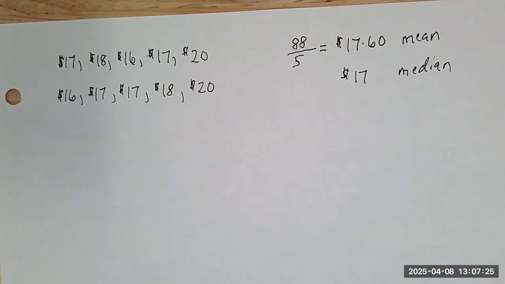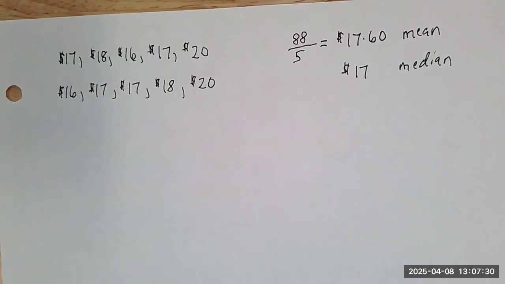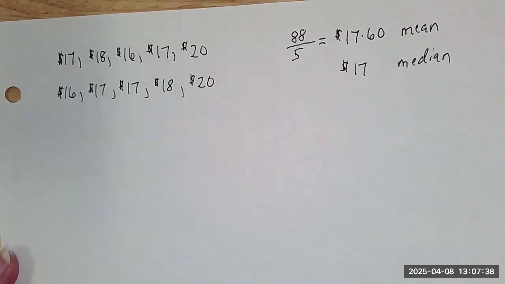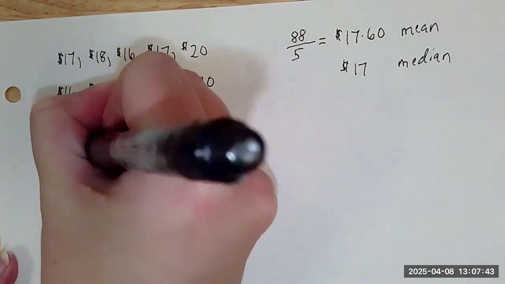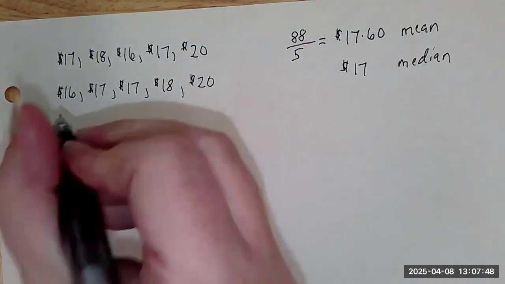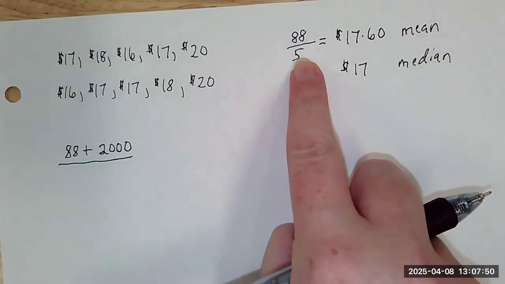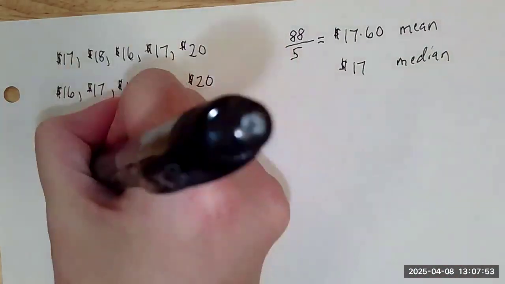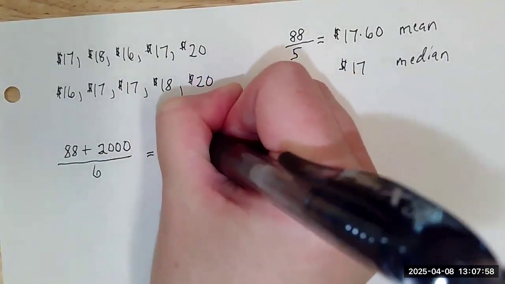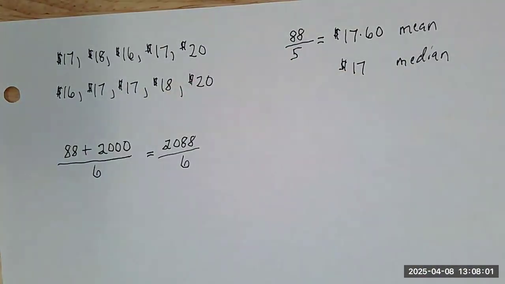Okay, Bill Gates' grandson, though, he's working for his grandpa. And so he's going to make $2,000 an hour. Okay, so we've got these same people plus Bill Gates' grandson. So when we added up the other ones, it was 88. Plus, and then he's making $2,000 an hour. Okay, now we're dividing by the 5 that we already had plus Bill Gates' grandson. He'd be number 6, right? So this is going to be 2,088 divided by 6.